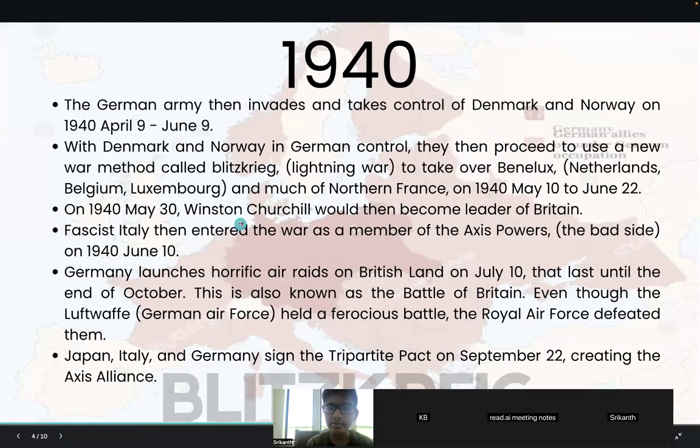Now we're going to enter 1940. So first, the German army invades Denmark, which is over here, and Norway. So they invade and take control of both of them in the time span of April 9th to June 9th.